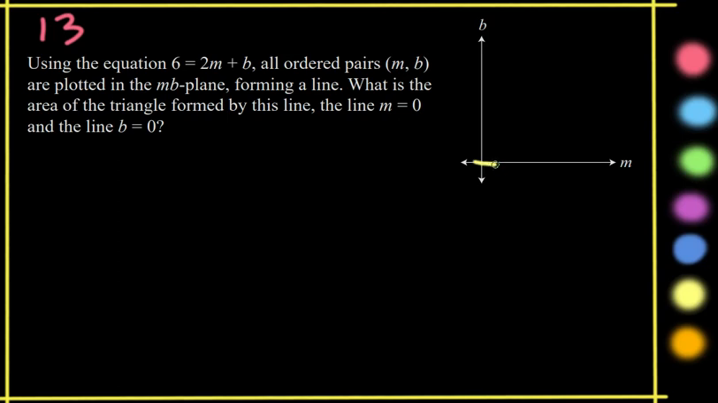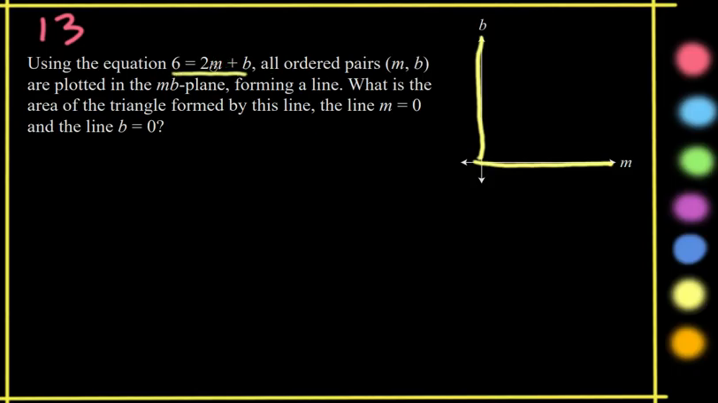Okay, so the line m equals 0 is the b axis, and the line b equals 0 is the m axis. So those are two of the lines. And the other line is given by this equation. It's a little interesting.